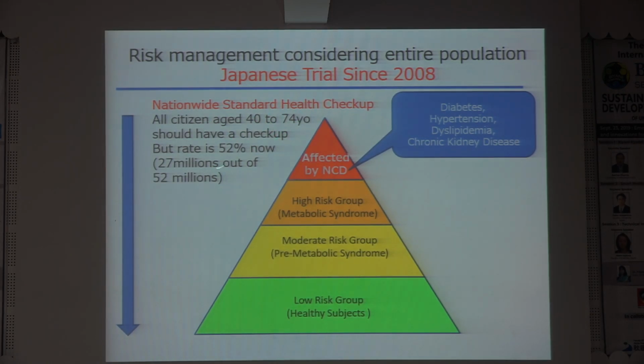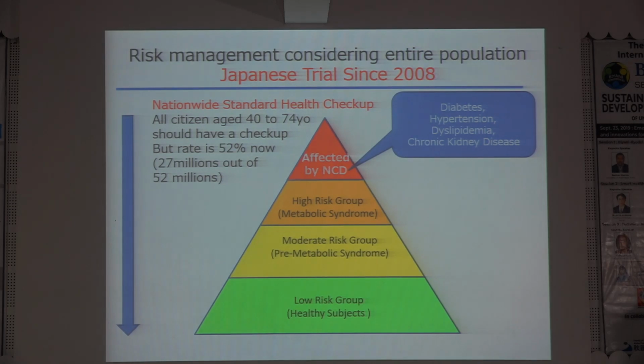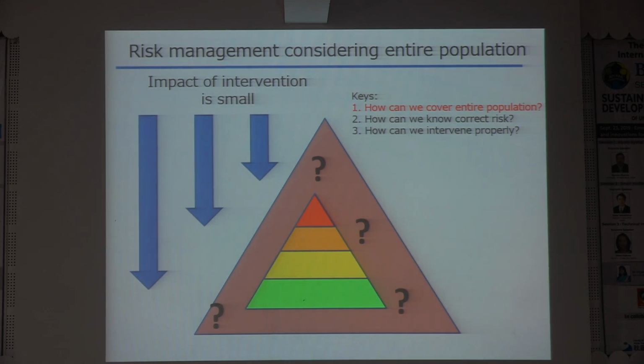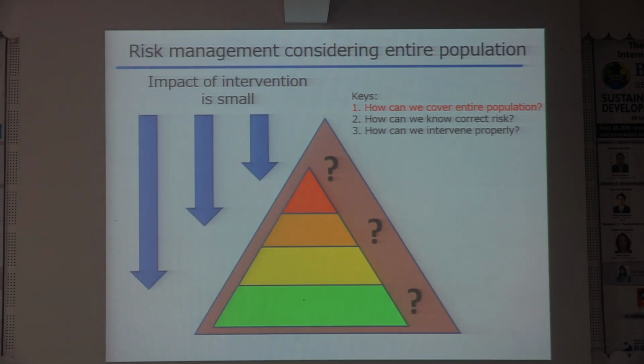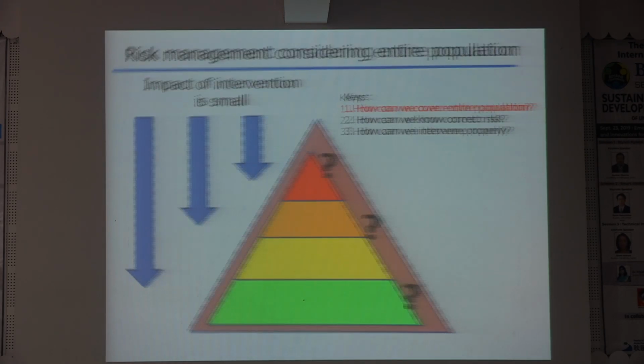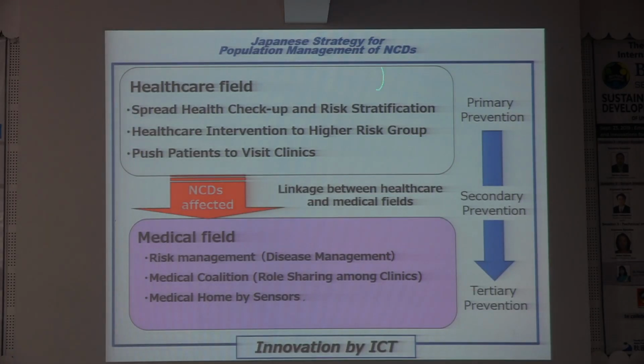Right now, 52% of this target are using this nationwide health checkup system. So it's only 52%, a little similar to this figure. So not the entire population, but at the beginning it was only 30%. Right now 52%, maybe getting bigger and bigger, so it's okay. So this is the summary of the Japanese strategy.